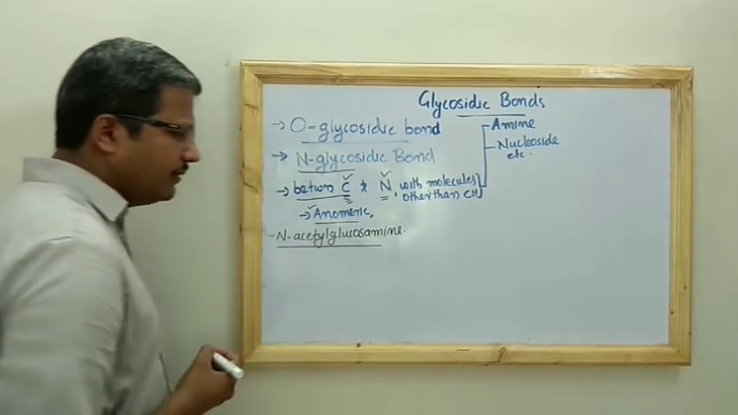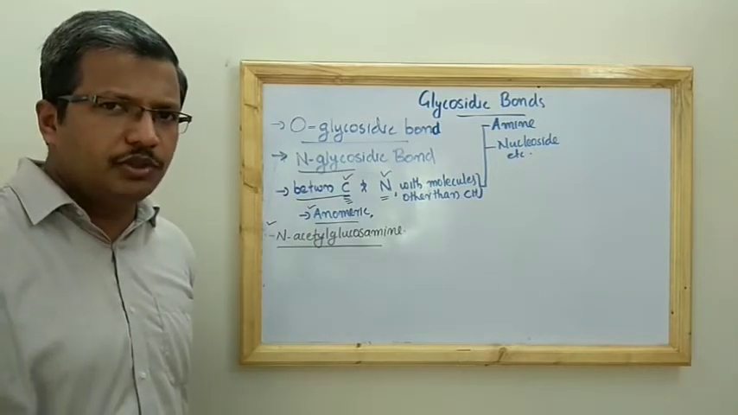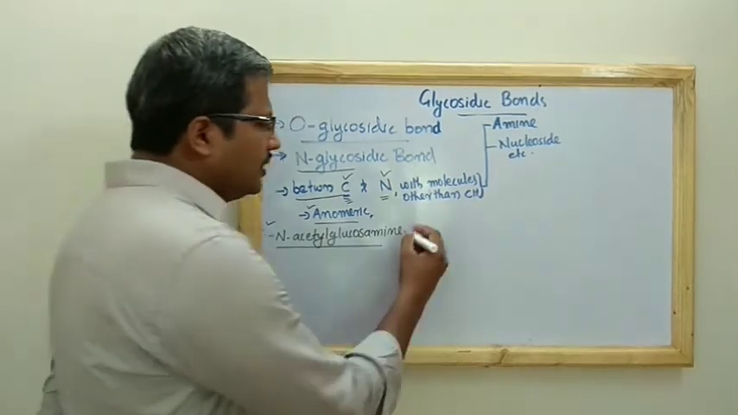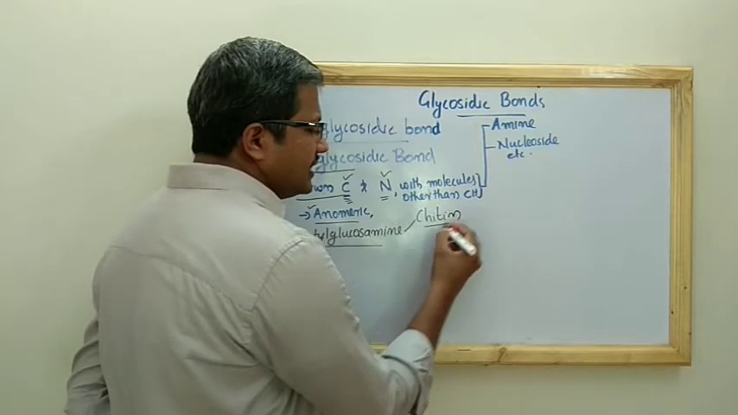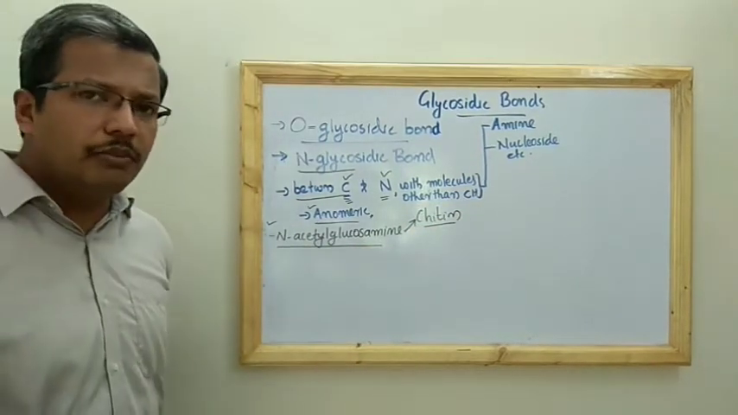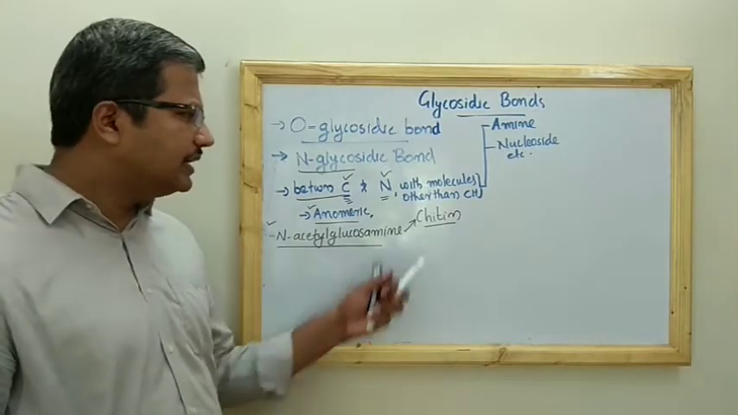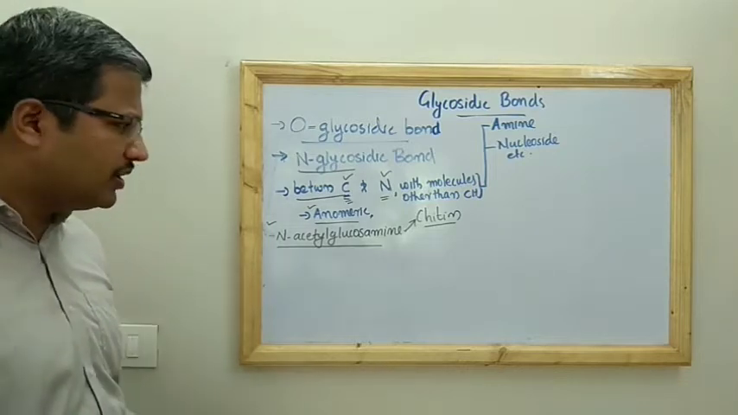N-acetyl glucosamine. We have just mentioned about this particular molecule. Do you remember what we have mentioned? It is nothing but there in the chitin. We know that chitin is actually the homopolymer of N-acetyl glucosamine. So many N-acetyl glucosamines are linked, and as a result chitin is formed. So chitin is homopolymer of N-acetyl glucosamine.